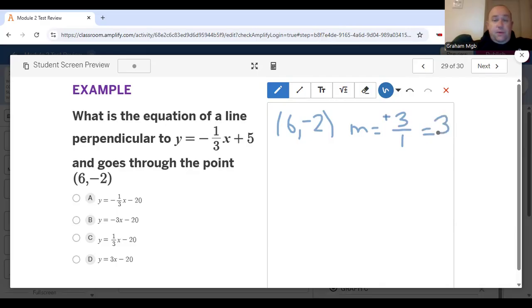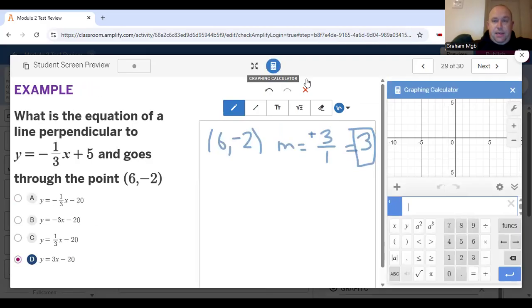Now, normally what we would do, and we did in our lessons, is we have a point, we have a slope, we use the point-slope formula. As this is multiple choice, though, look at our answer choices here. And this is why we always want to keep an eye on what we're given, because sometimes we can answer the question quicker. Only one of these equations actually has a slope of 3. So I'm pretty sure that has to be the answer.